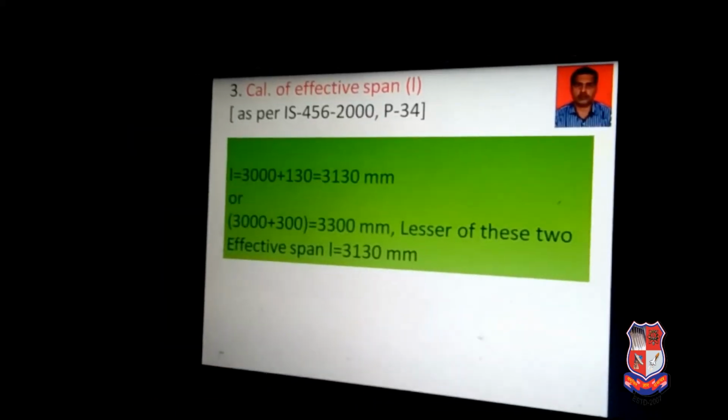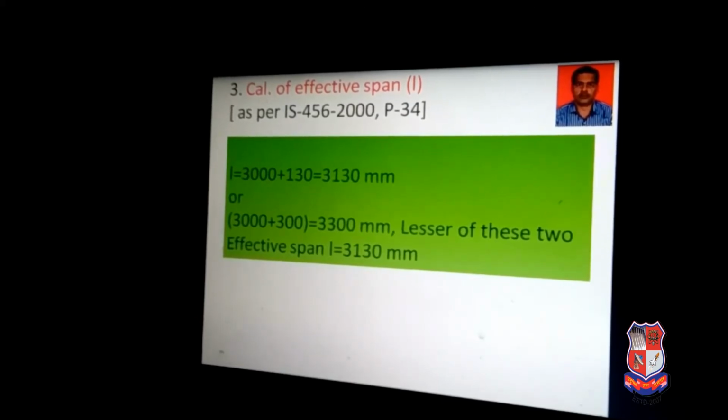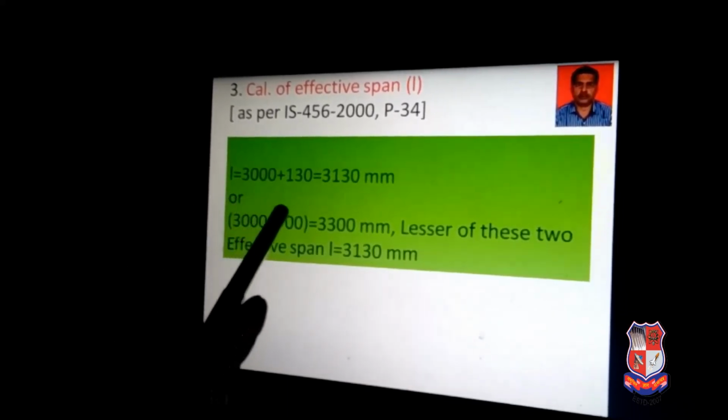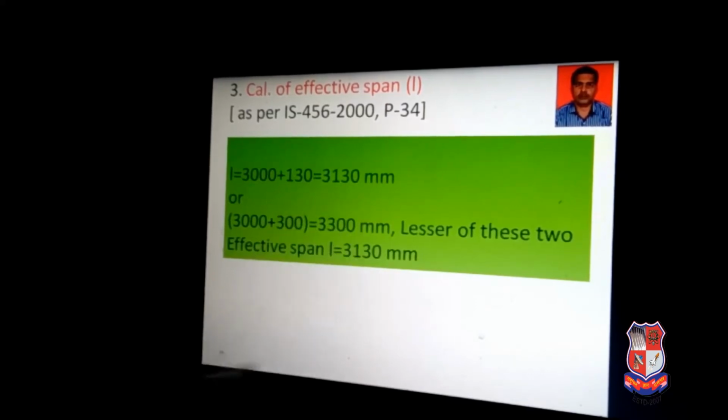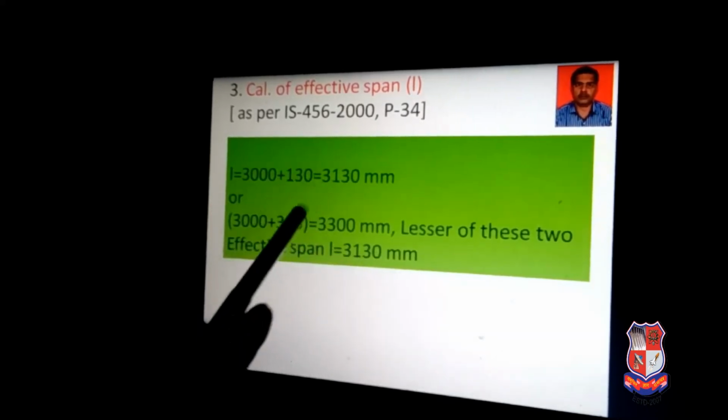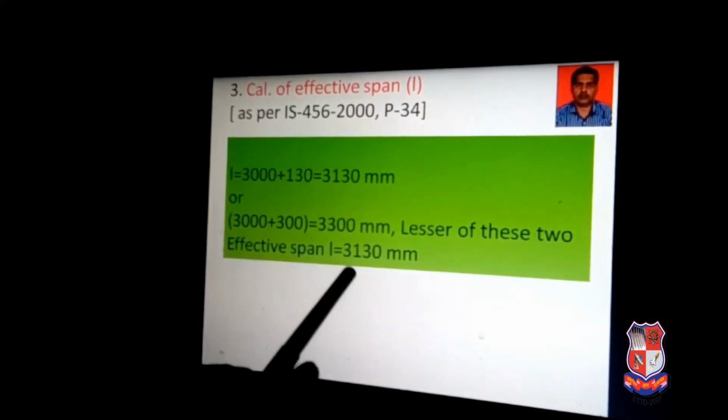Now we'll calculate the effective span for the beam as per IS 456-2000 page number 34. You can see the effective span L is taken equal to the clear span 3000 plus small d 130, that is 3130 millimeter, or center to center of supports, that is the clear span 3000 plus the width of the wall 300, so this comes 3300 millimeter. So the lesser of these two values is 3130, so the effective span is 3130 millimeter.